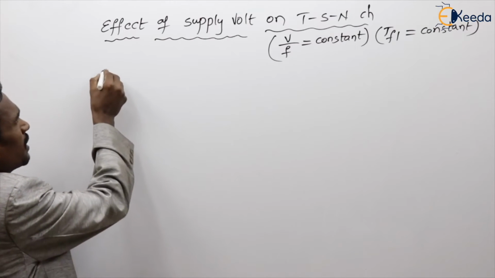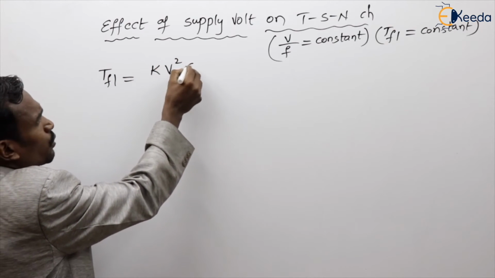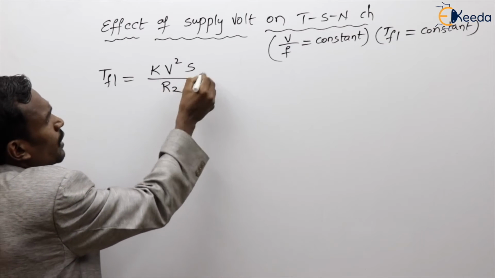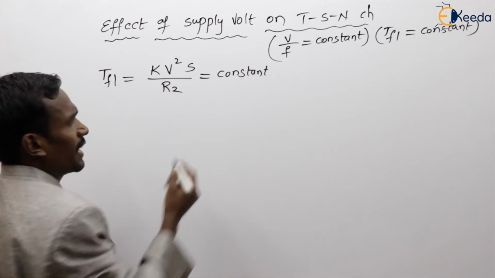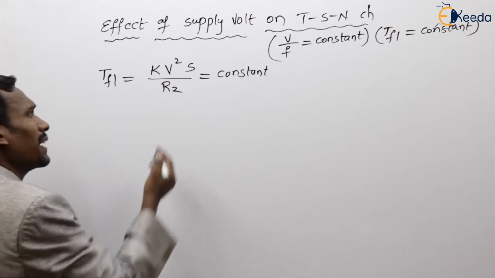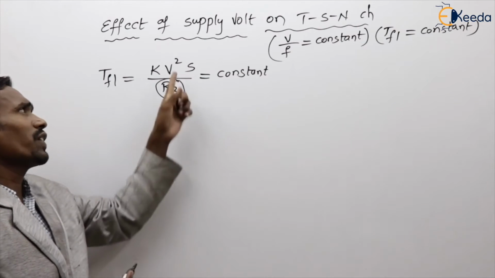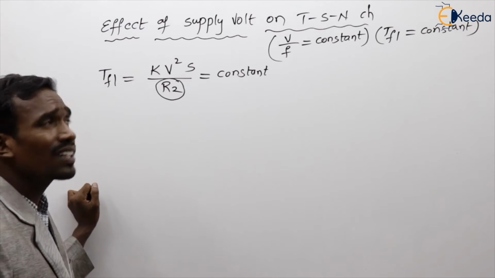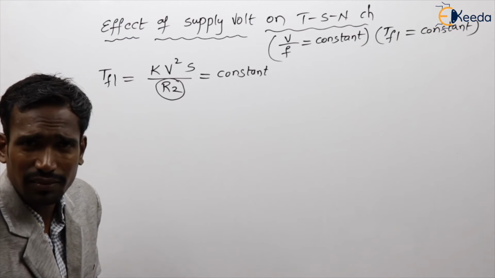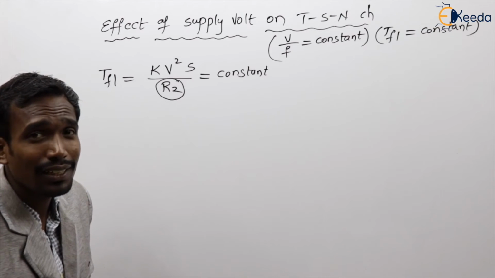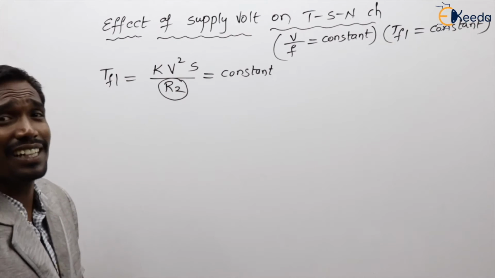Take the full load torque formula. Full load torque is equal to K V square into S by R2. This should be constant. But actually R2 is already constant, we are not changing the rotor resistance, we are just changing the voltage, because this is the effect of supply voltage. Now tell me, is K constant or not constant? No, sir, K is not constant here.